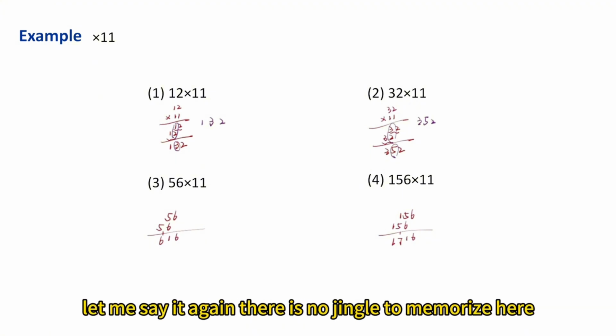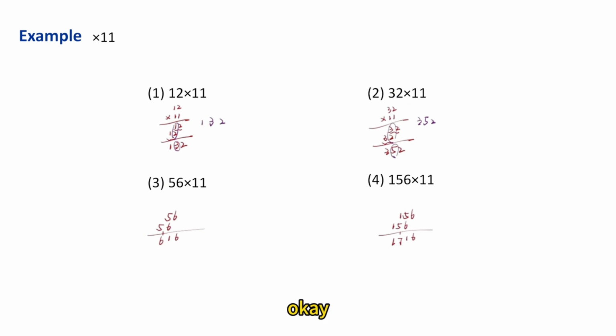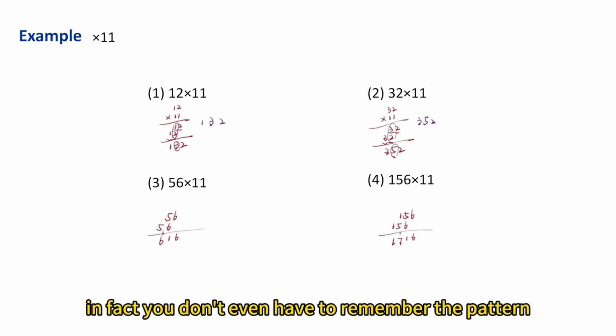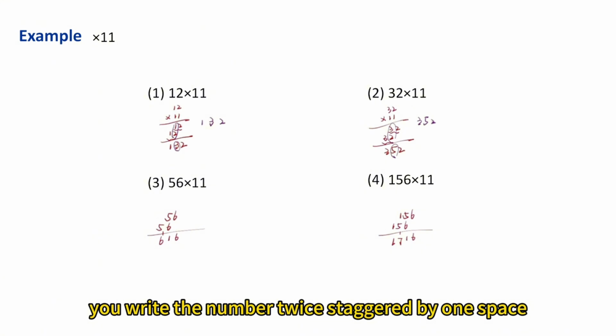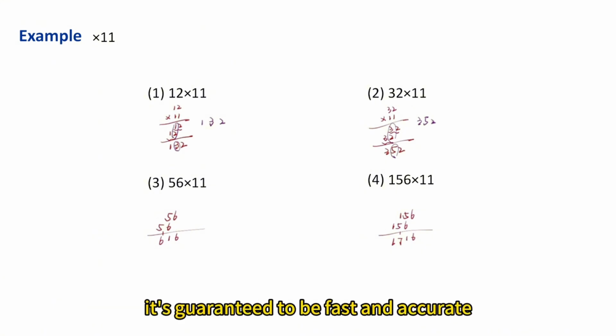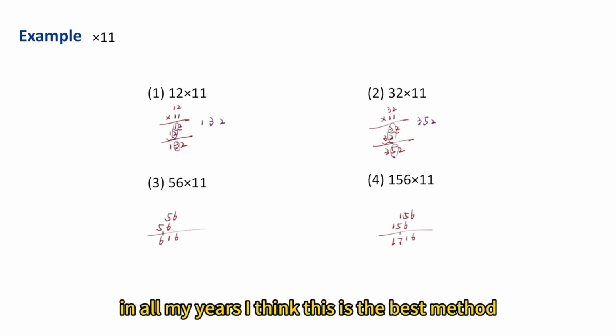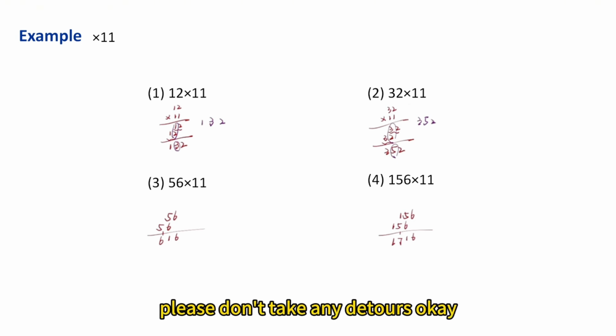Let me say it again. There is no jingle to memorize here. Okay. In fact, you don't even have to remember the pattern I mentioned earlier. Just remember that to multiply by 11, you write the number twice, staggered by 1 space. Okay. It's guaranteed to be fast and accurate. In all my years, I think this is the best method. Please don't take any detours.